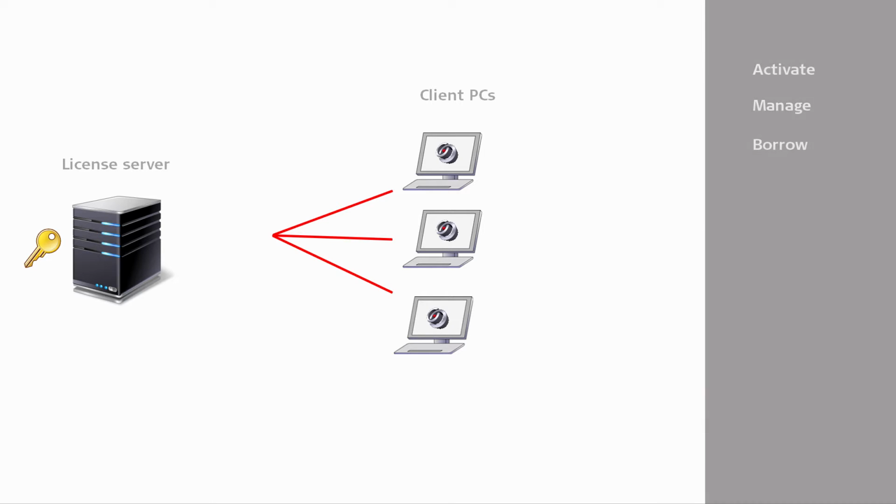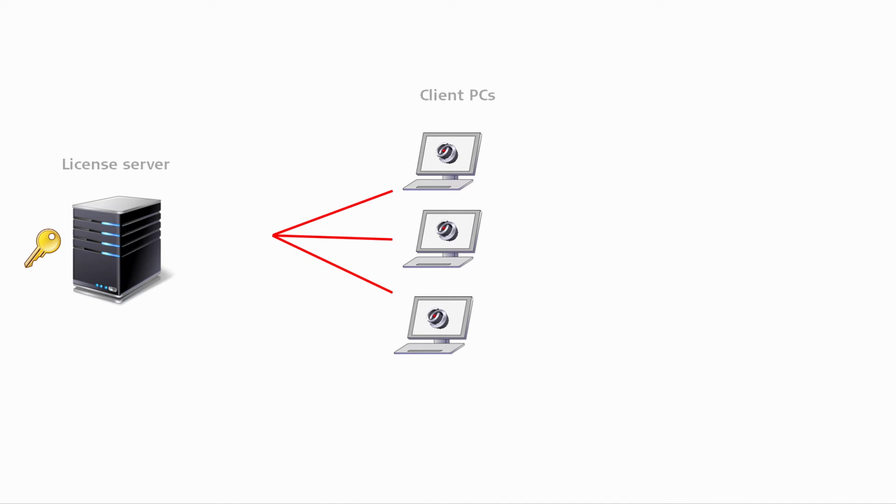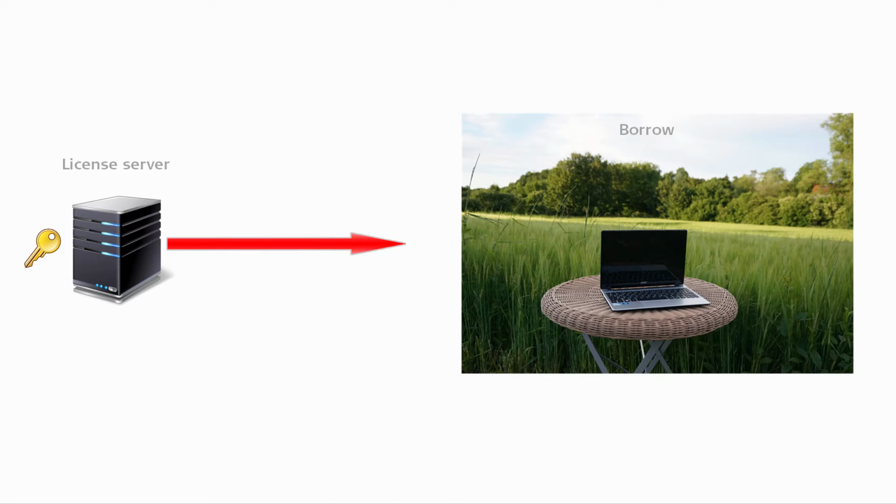Leica HDS software only uses floating licenses. This means they are activated on a dedicated license server, but can be used by various clients within the network. They can also be borrowed for offline usage.